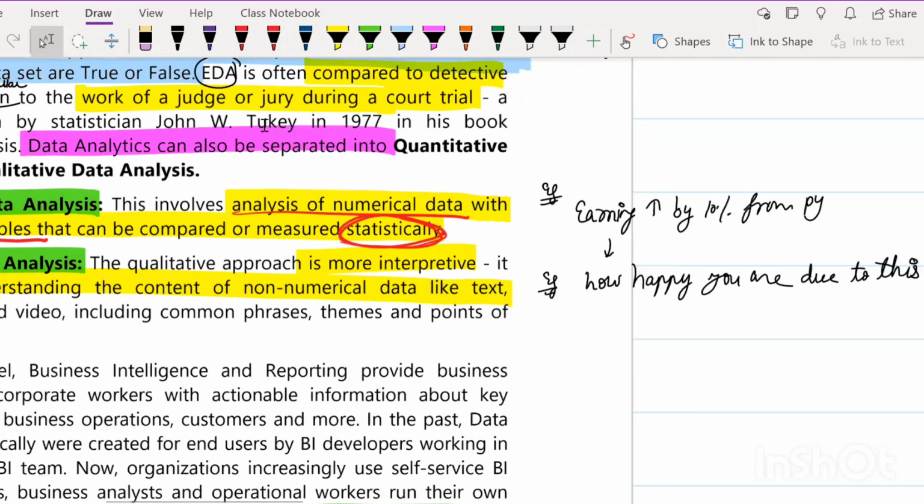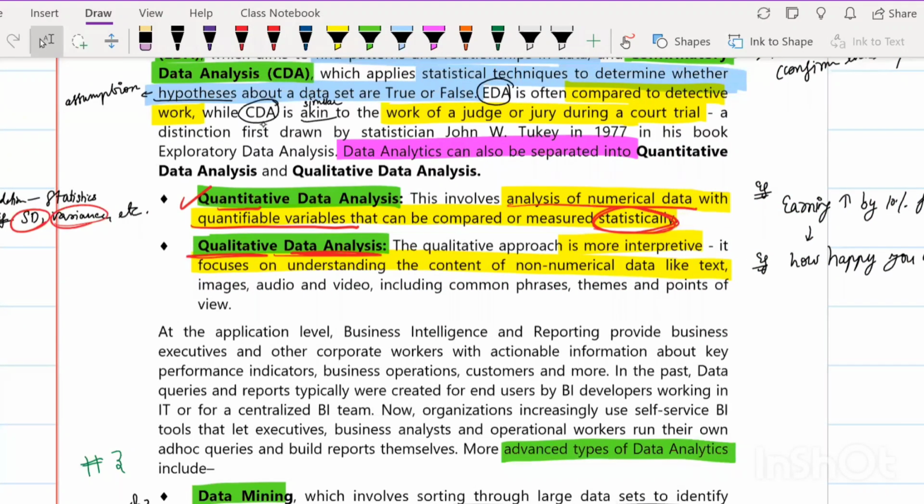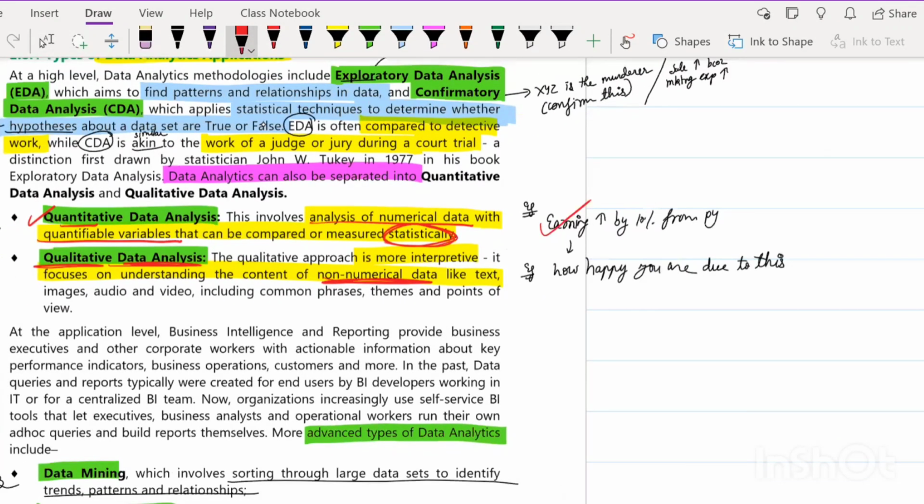So I will first explain the next and then I'll give you the example. Then you have qualitative data analysis. Here this is non-numerical data. Here you use non-numerical data to interpret the data and come to a conclusion about it. For example, for quantitative, I can tell you that your earnings have increased by 10% from the previous year. So this is quantitative data. Whereas qualitative data means how happy you are due to this change, how happy you will be with the increase in your earnings.